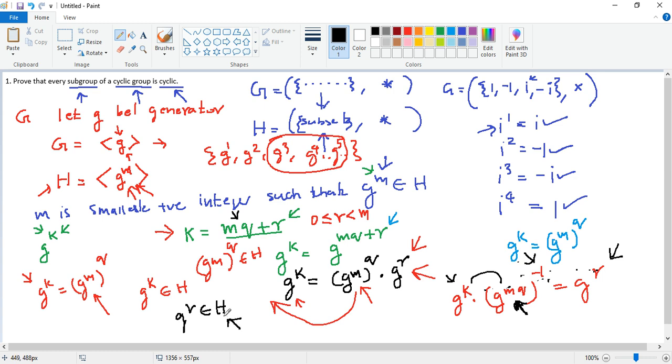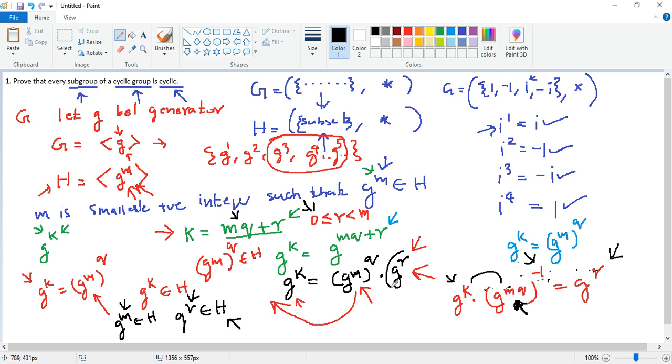If g to the power r has to be in H and g to the power m is in H, where m is the smallest positive integer, r has to be less than m, right? And m is the smallest positive integer, which means r can only be 0, right? Because if r is anything else, then m is not the smallest positive integer, it is r, right? So hence we can conclude that r is 0.